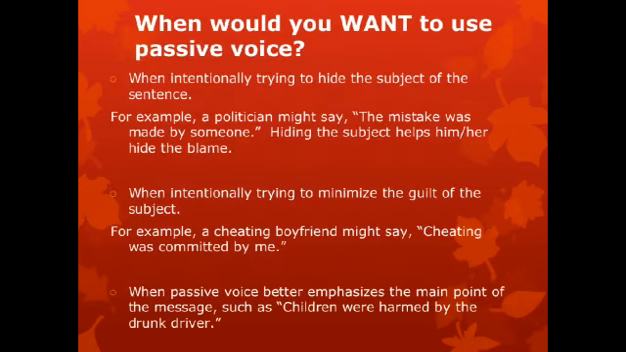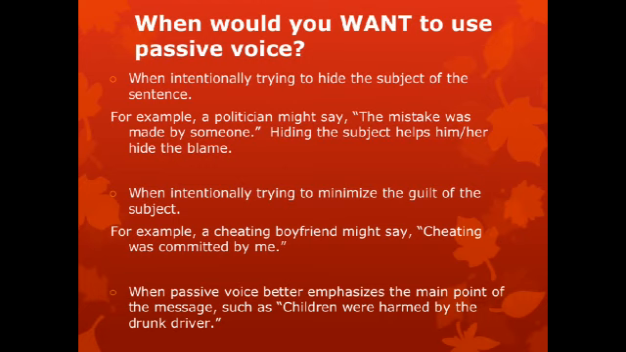Now, when do you want to use passive voice? When intentionally trying to hide the subject of the sentence. If we don't want to mention the person who has done the action, when we want to avoid the subject who has done the action, at that particular point we use passive voice sentences. For example, a politician might say the mistake was made by someone. So hiding the subject helps her hide the blame.